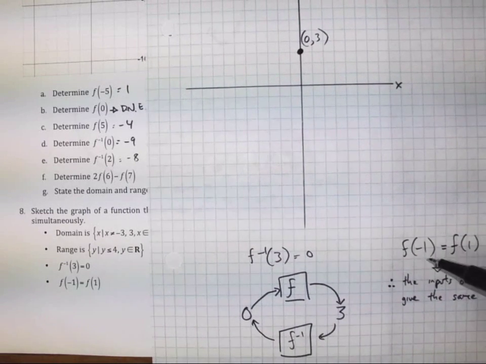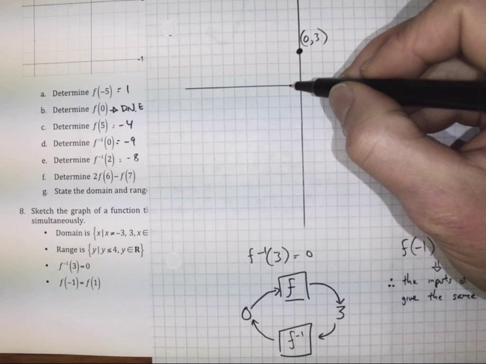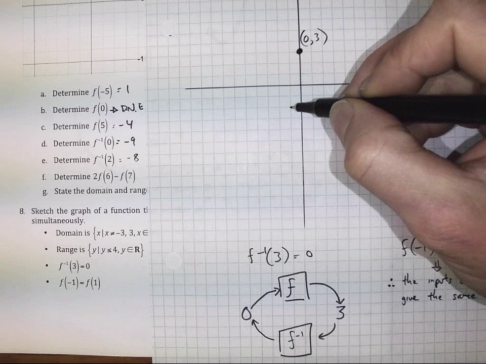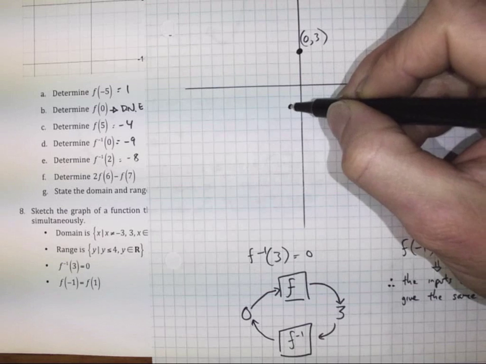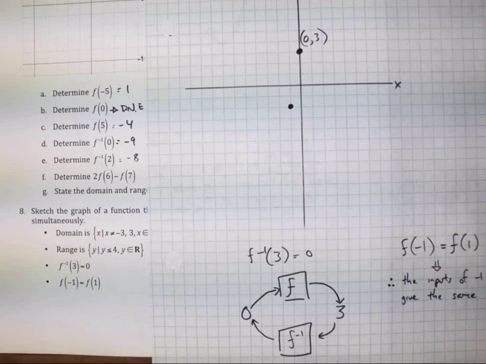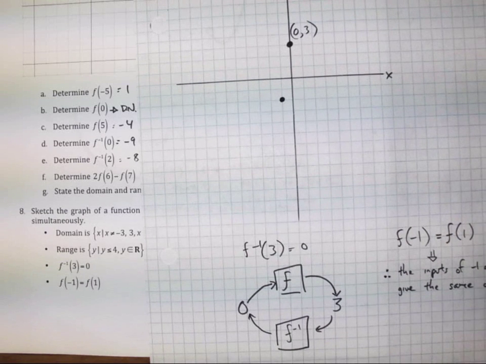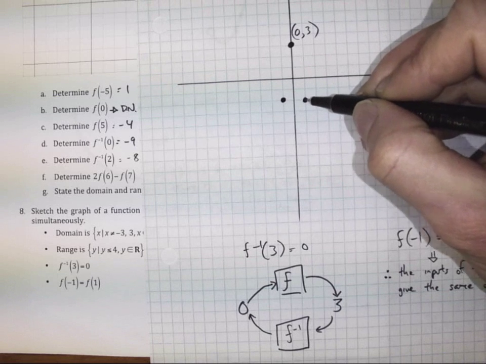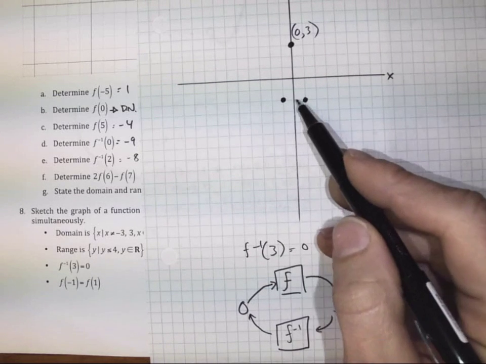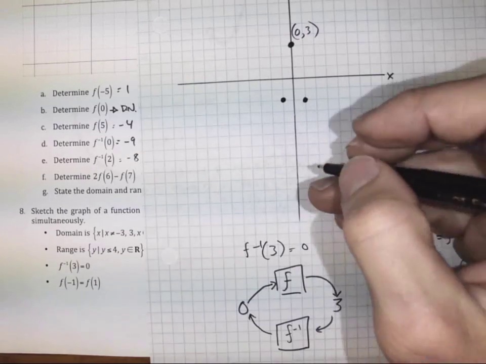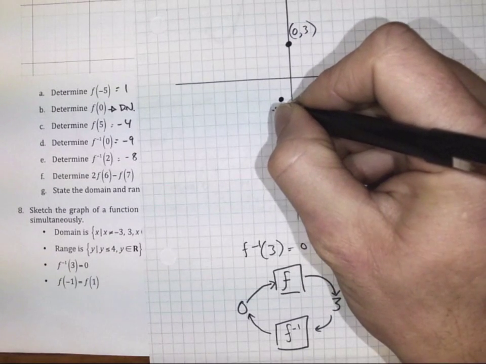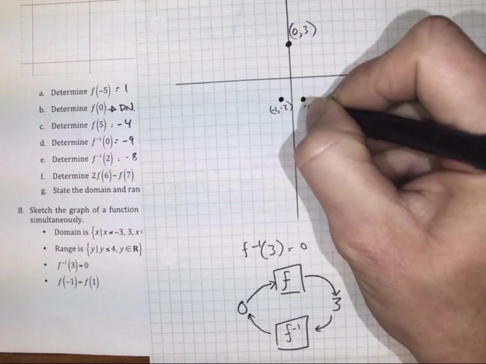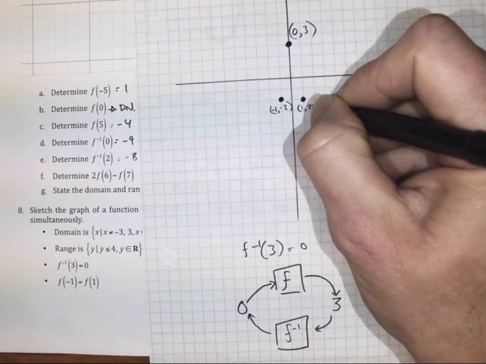So when I put negative 1 into x, I'll say I get negative 2. And when I put 1 into x, I'll also get negative 2. It doesn't actually matter that I chose negative 2. What matters is that they're the same. So that's the points (negative 1, negative 2) and (1, negative 2).